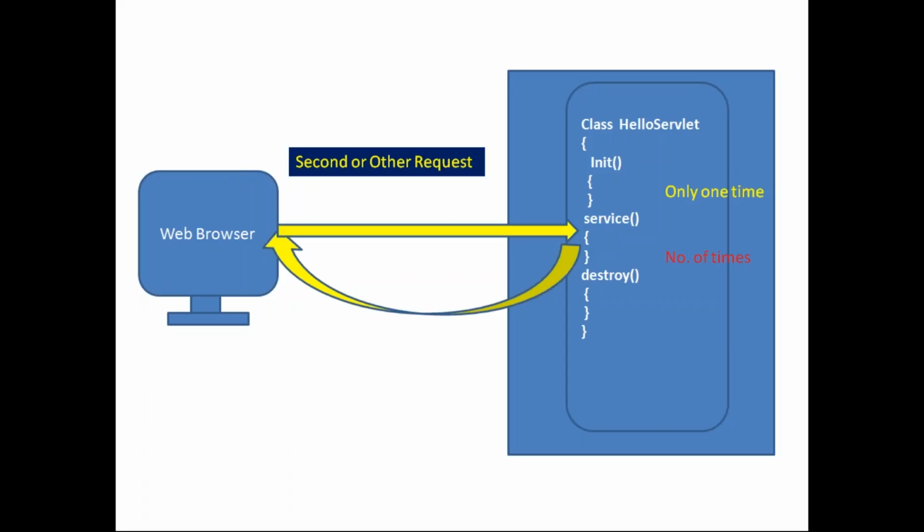Whenever you access that servlet from the web browser, the service method will be executed. The destroy method is executed only one time, when we delete the servlet code from the server. If we never delete the servlet code from the server, the destroy method is not executed. So only the service method is very important, which is always executed when any request comes from the client side. So we will write all this code in the service method.